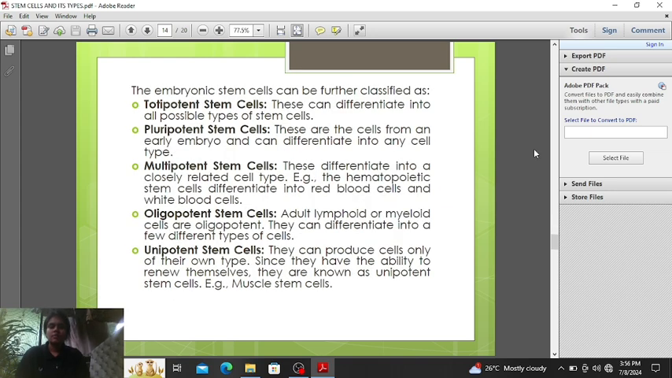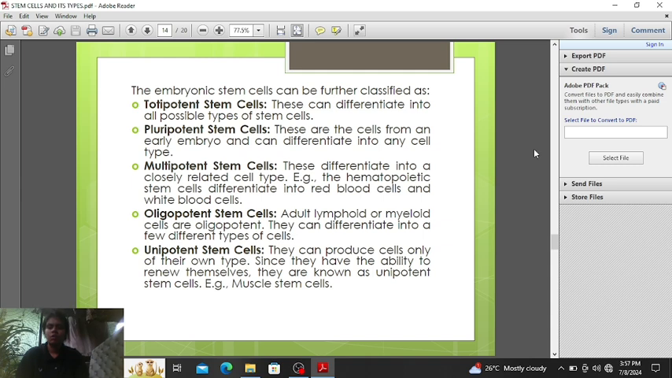The embryonic stem cells can further be classified into totipotent stem cells, pluripotent stem cells, multipotent stem cells, oligopotent stem cells and unipotent stem cells. So the totipotent stem cells, they can differentiate into all possible types of cells.